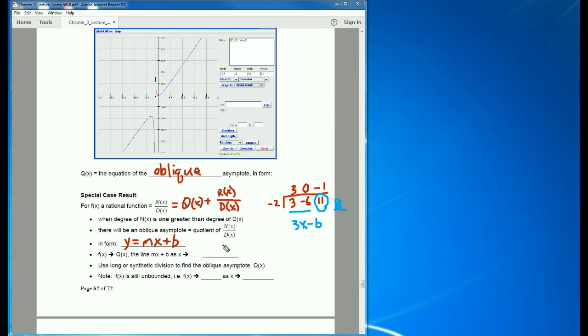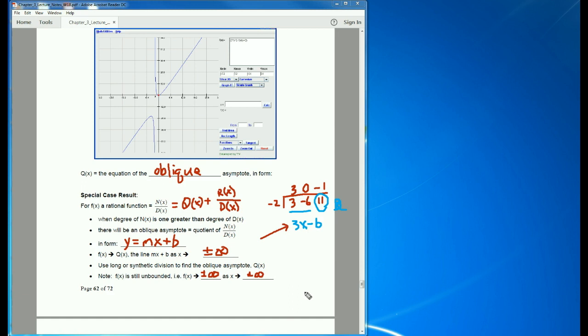Sorry, I'm just trying to, yeah, plus or minus infinity. Okay. So it is still unbounded. It's still going to plus or minus infinity as x goes to plus or minus infinity. But specifically, it is going to approach this line.